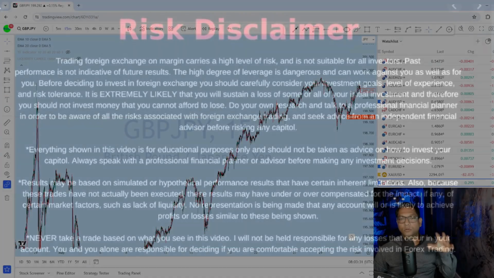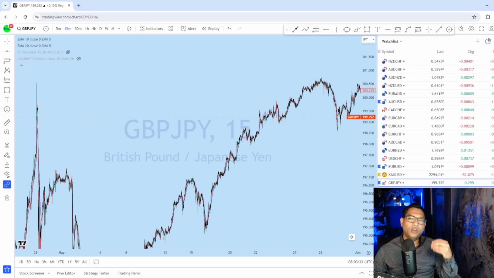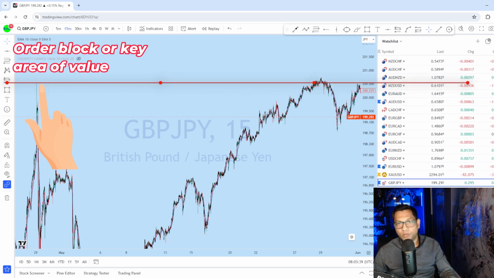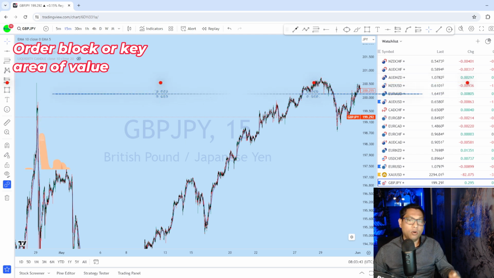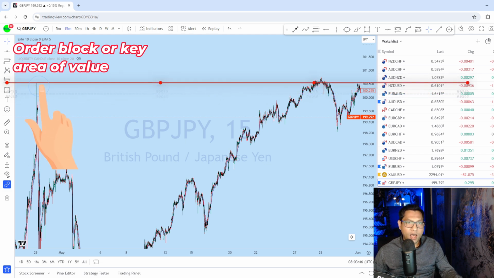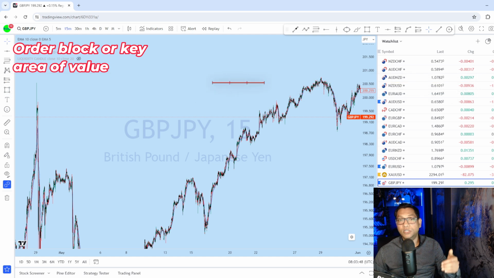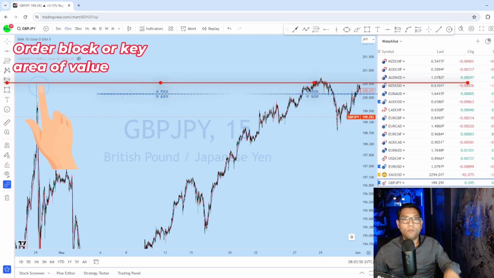Okay, traders. So to implement the strategy, the first step is to identify a key smart money zone. That is, where smart money were interested to buy or sell in the past from the same level, which is an order block. So an order block is where the smart money started to buy or sell, or had a very high interest to go long or short.